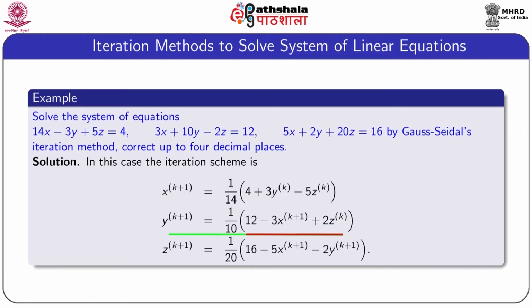This is equal to 1/10 into (12 - 3x(k+1) + 2zk). And from the third equation we obtain the (k+1)th iterated value of z, which is equal to 1/20 into (16 - 5x(k+1) - 2y(k+1)). Note that in the third equation the (k+1)th iterated values of x and y are used because these two values are already available from the first two equations.